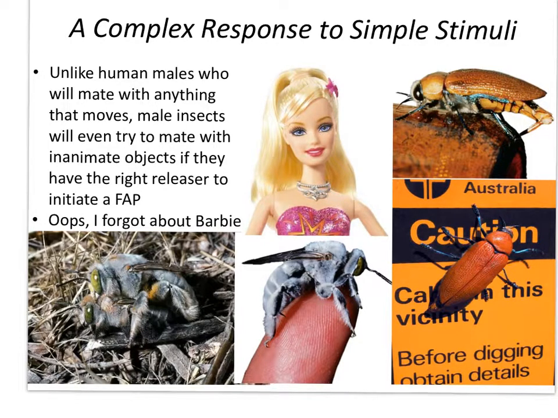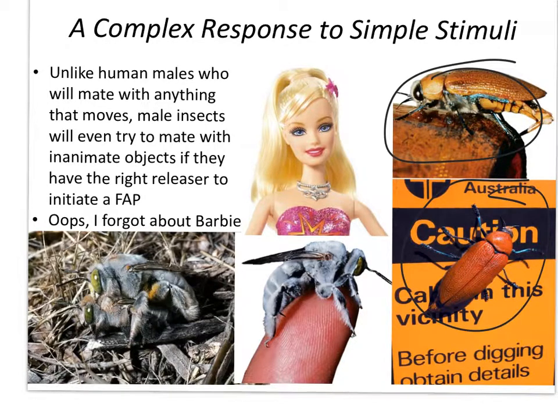So unlike human males, who will basically mate with anything that moves, male insects will even try to mate with inanimate objects if they have the right releaser. Just like the gull and the red spot. Okay? So in this case, we've got a beetle over here. It's got this yellow sign. And in this case, it's the thumb, I think. And this gets the male to actually go through its routine for trying to mate.